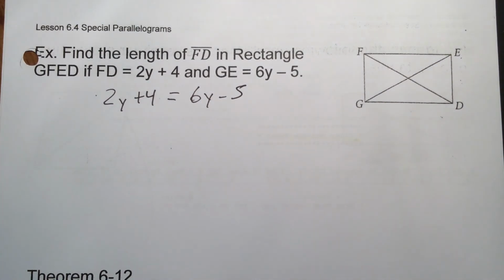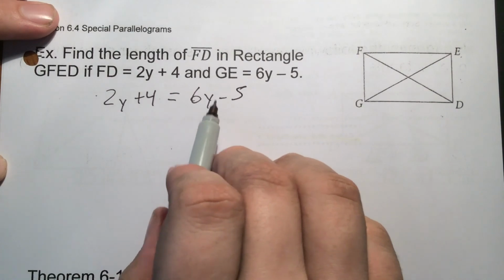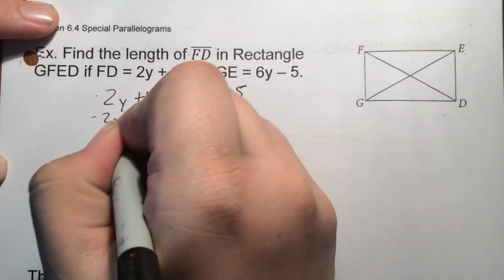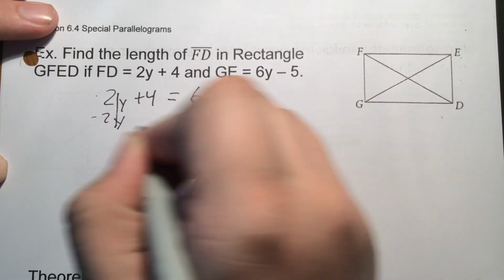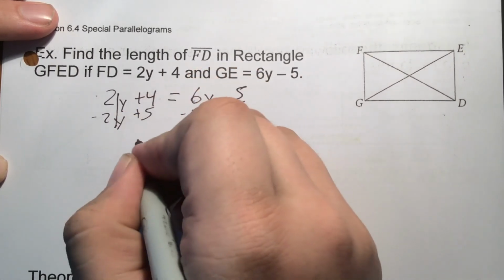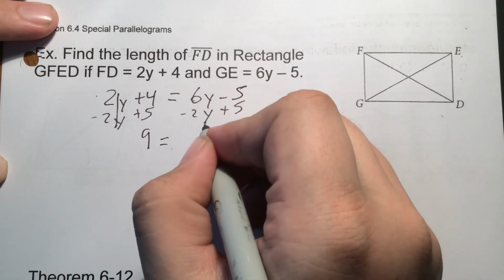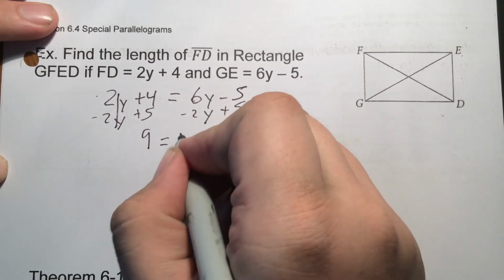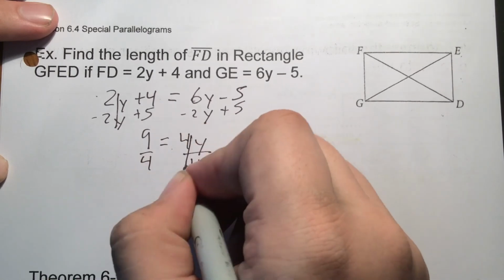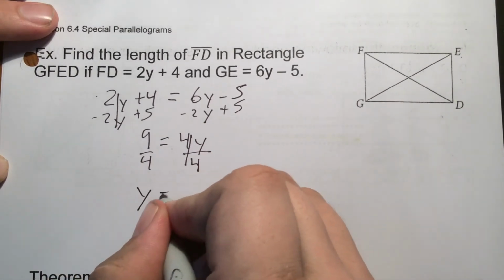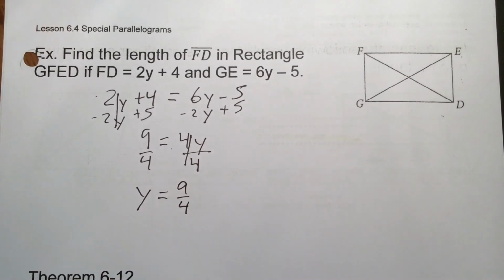Okay, so y's on one side, numbers on the other. Because this side has the bigger y, I'm going to move the y's to that side. So that means I'm going to move my numbers to the other side. So 4 plus 5 is 9. 6y minus 2y would leave me with 4y. So I divide by 4. I know that's not real pretty, but we're just going to leave this as y equaling 9 over 4.